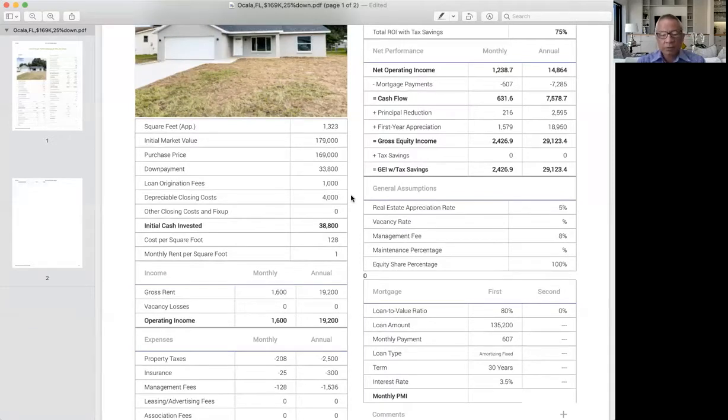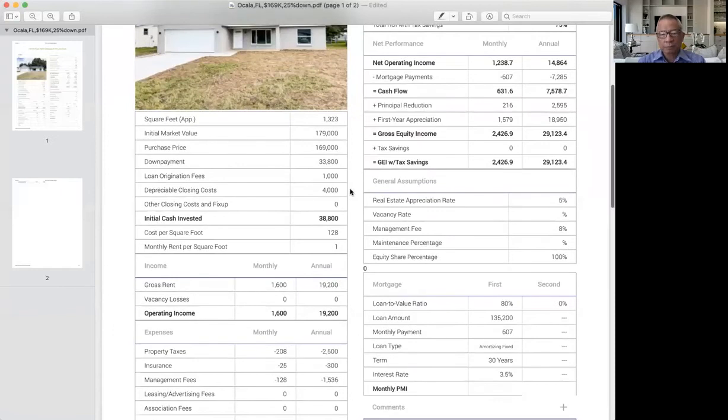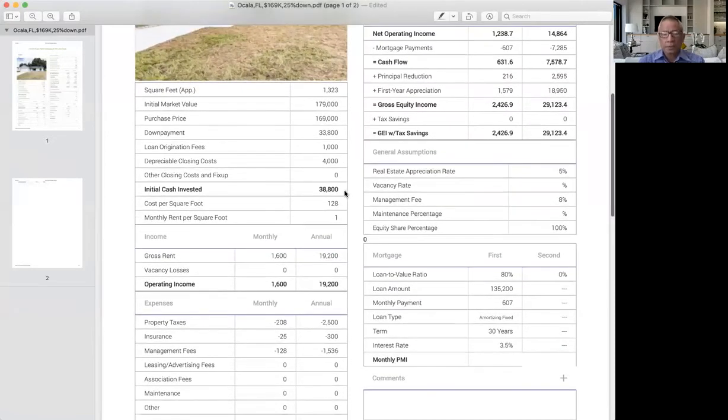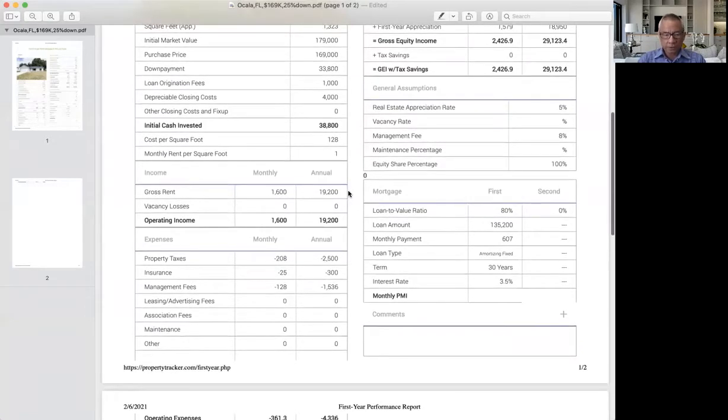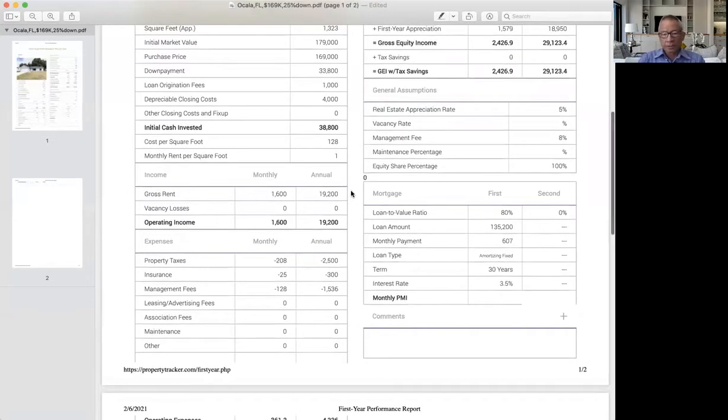Then the estimated closing cost is projected to be $4,000 plus loan cost of another $1,000. So your total out of pocket is a little bit more than $38,000. All right, so that is your total at risk for this particular investment on a financed purchase. And then the projected rent, based on the previous track record this past year, 2020, the gross rent for this property is projected to be $1,500.